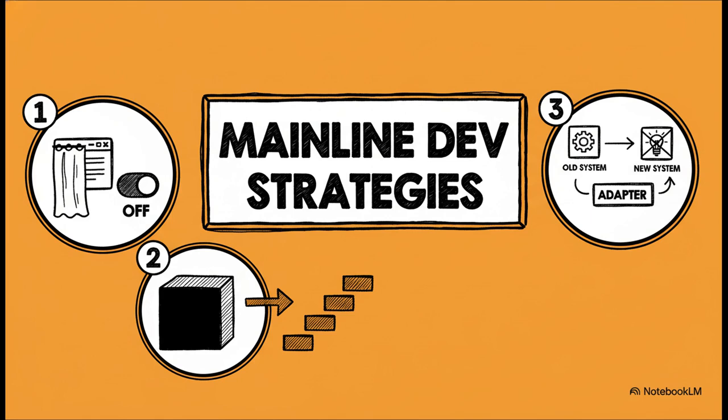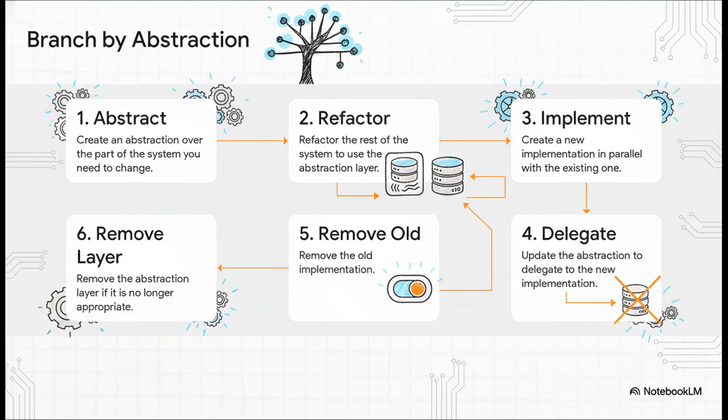Well, we have a toolkit with three main strategies. First, we can hide new, unfinished features from users, even though the code is technically in the mainline. Second, we get really good at breaking down big changes into a series of tiny, incremental steps that are each releasable on their own. And third, for the really massive changes, we can use a super powerful pattern called branch by abstraction.